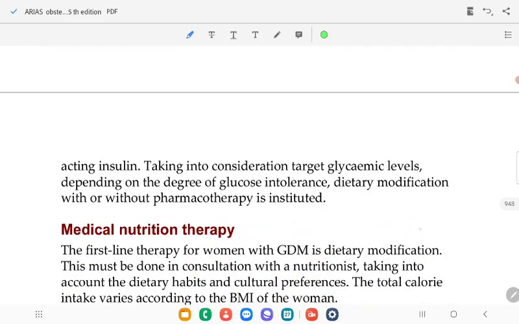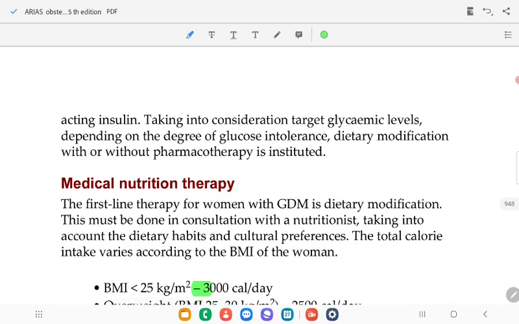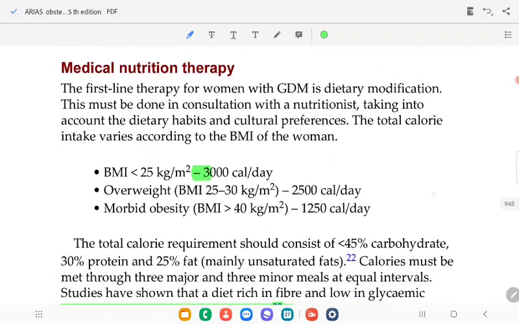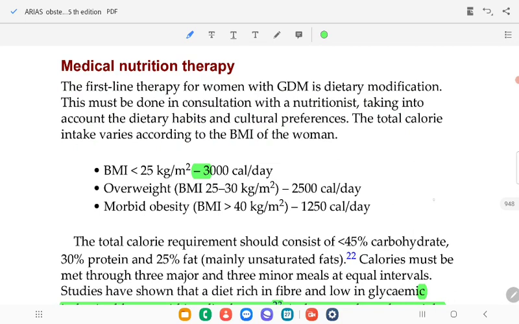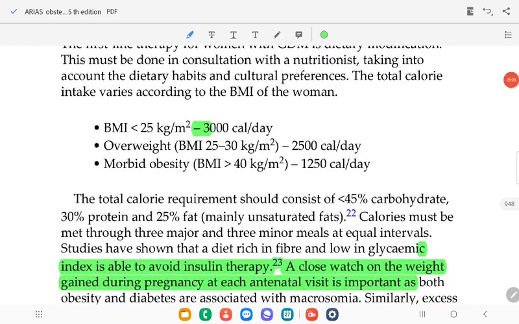So you have to decrease. Taking into consideration target glycemic control, the degree of glucose in the medical nutrition therapy. The first line therapy for women with GDM is dietary modification. This must be done in consultation with the nutritionist.